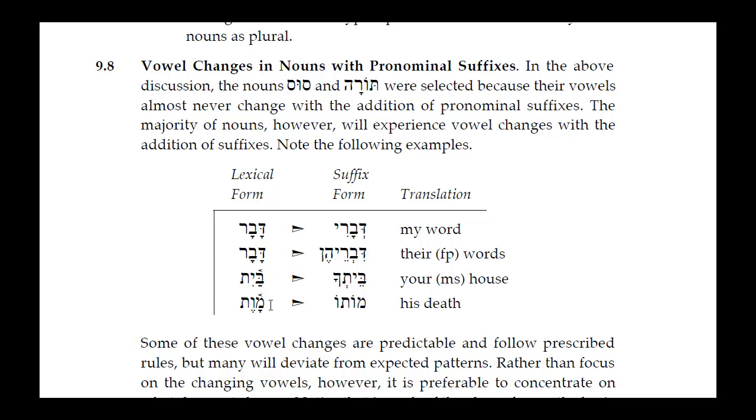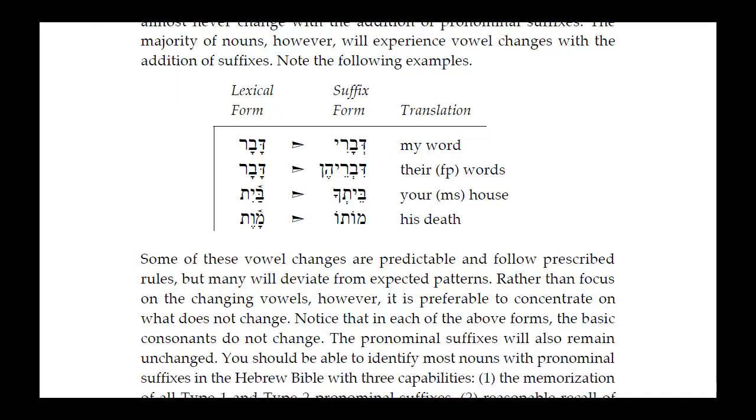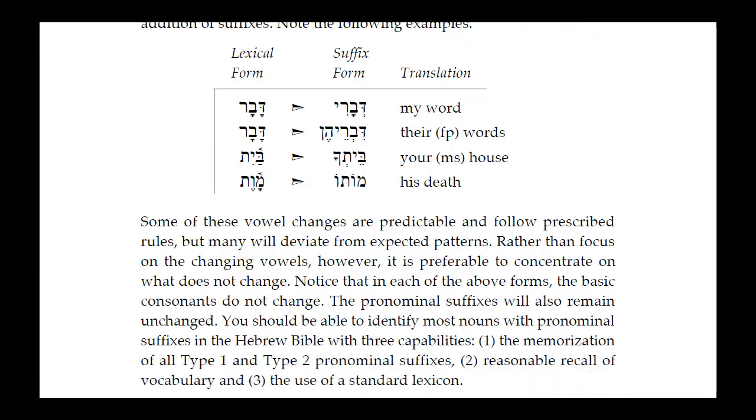We also have mavet, which is death, mavet, and this is another diphthong here. The qamets, the vav, and the segol contract into the holem vav, and we have moto, his death. So some of these vowel changes are predictable and follow prescribed rules, but many will deviate from expected patterns. Rather than focus on the change of vowels, it's preferable just to concentrate on what does not change in here.